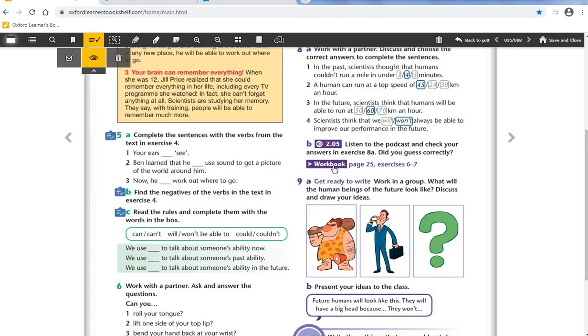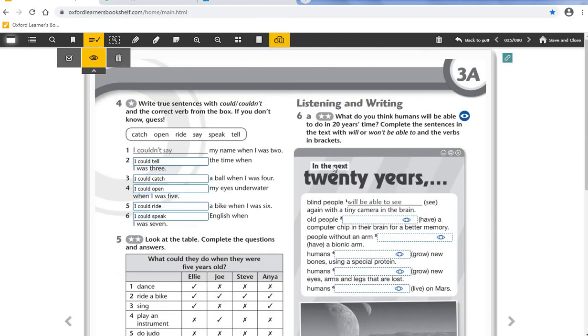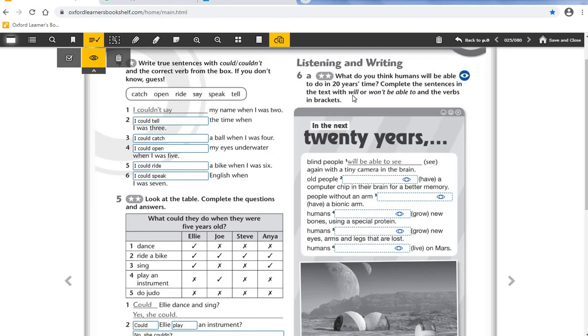Okay, now let's look at workbook page 25, exercise 6 and 7. What do you think humans will be able to do in 20 years' time? Complete the sentences in the text with will or won't be able to and the verbs in the brackets.